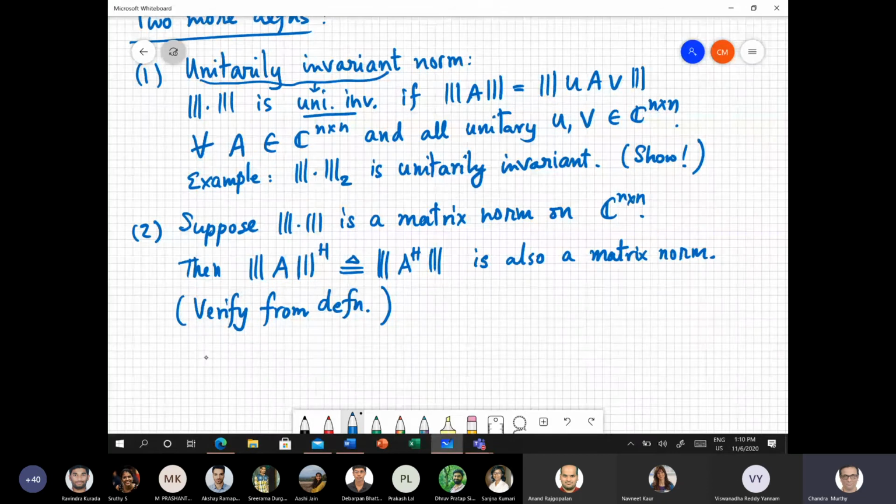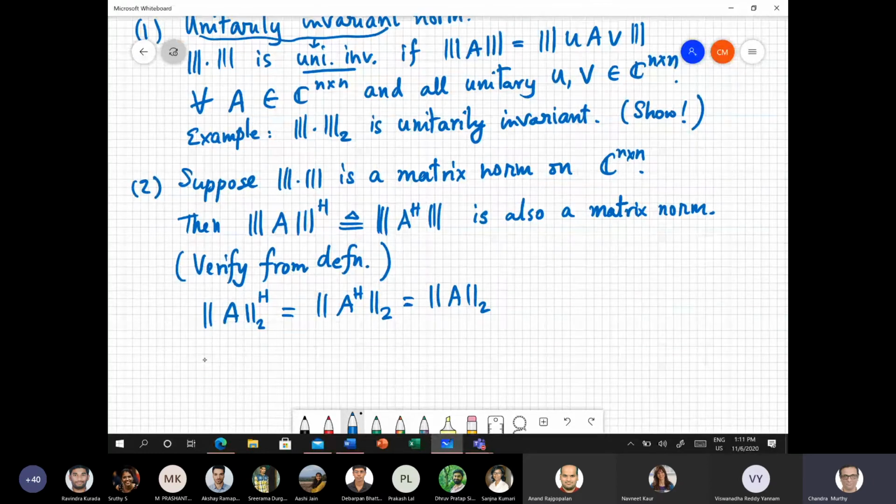So in particular, if you take the Frobenius norm, this is the square root of the sum of the squares of all entries in the matrix A. This is equal to, by definition, the A Hermitian Frobenius norm. So this is the H norm of the Frobenius norm, which is the Frobenius norm of A Hermitian. Of course, a conjugate transpose doesn't change the sum of the squares of the magnitudes of all the entries in A. So this is exactly equal to the Frobenius norm of A.